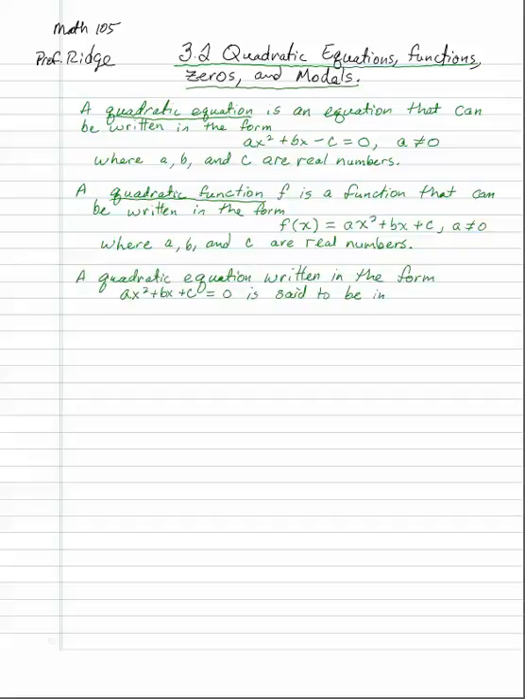A quadratic equation written in the form ax squared plus bx plus c equals 0 is said to be in standard form. Okay, so when we write it that way, in descending order, ax squared plus bx plus c equal to 0, that's standard form.